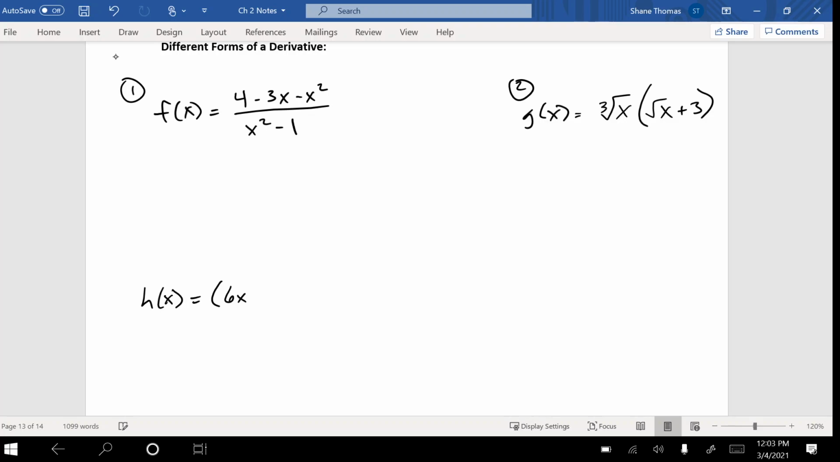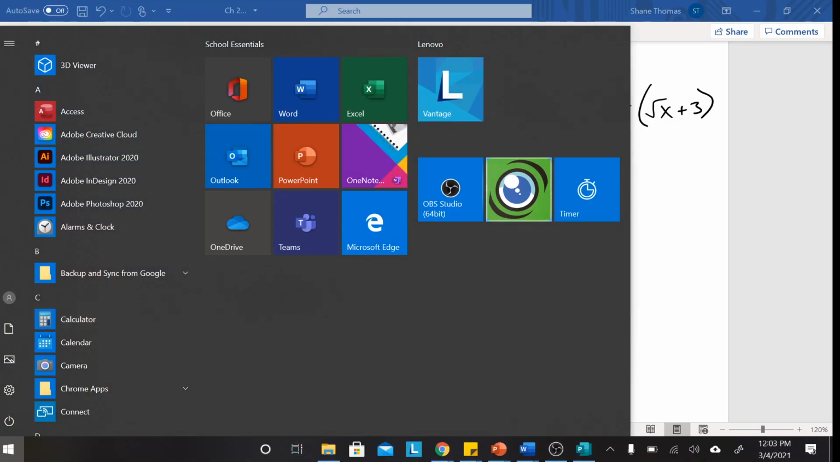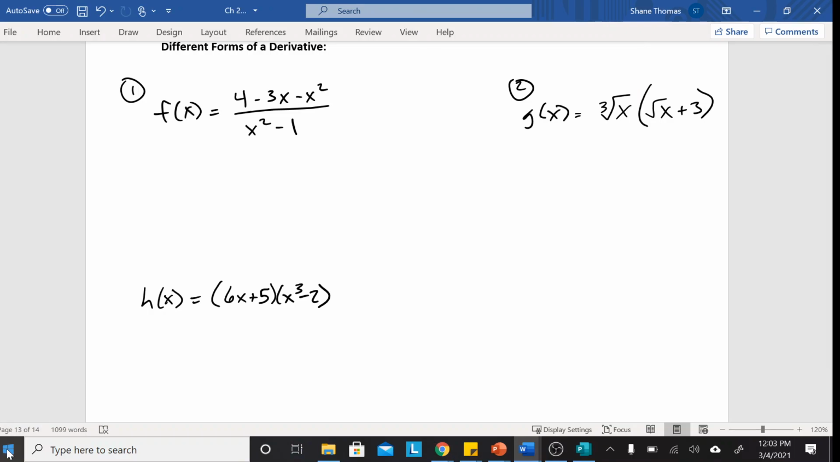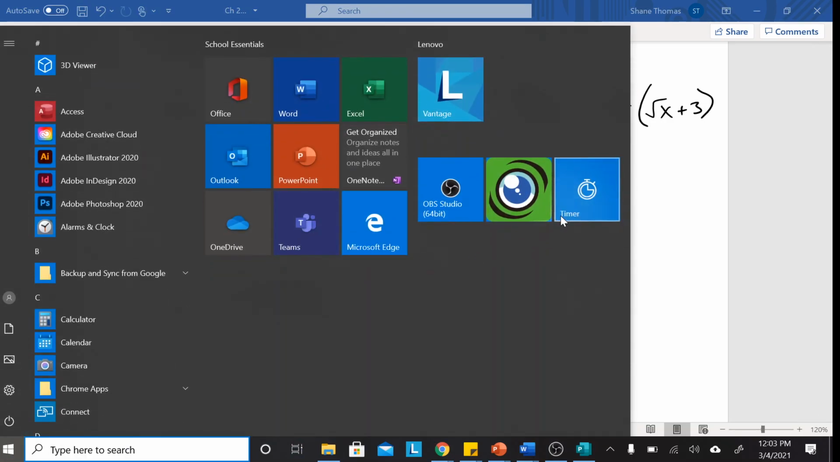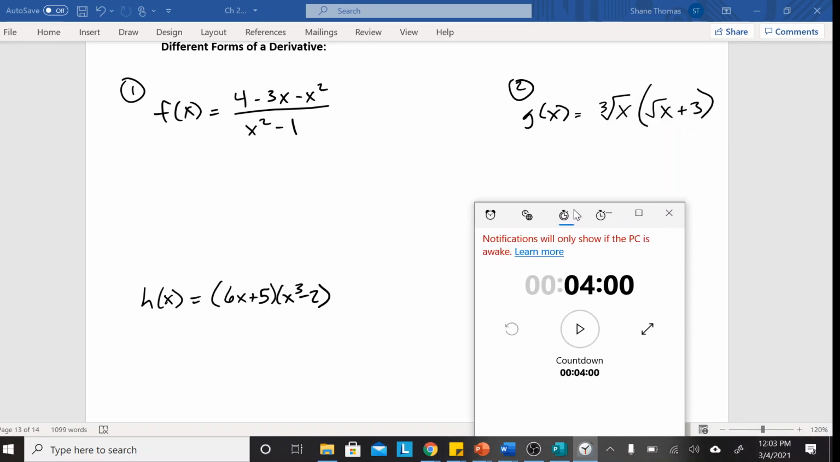6x plus 5x cubed minus 2. Like I said, I'm gonna give you 10 minutes here. Got it? 6x plus 5 x cubed. It's product rule as well.